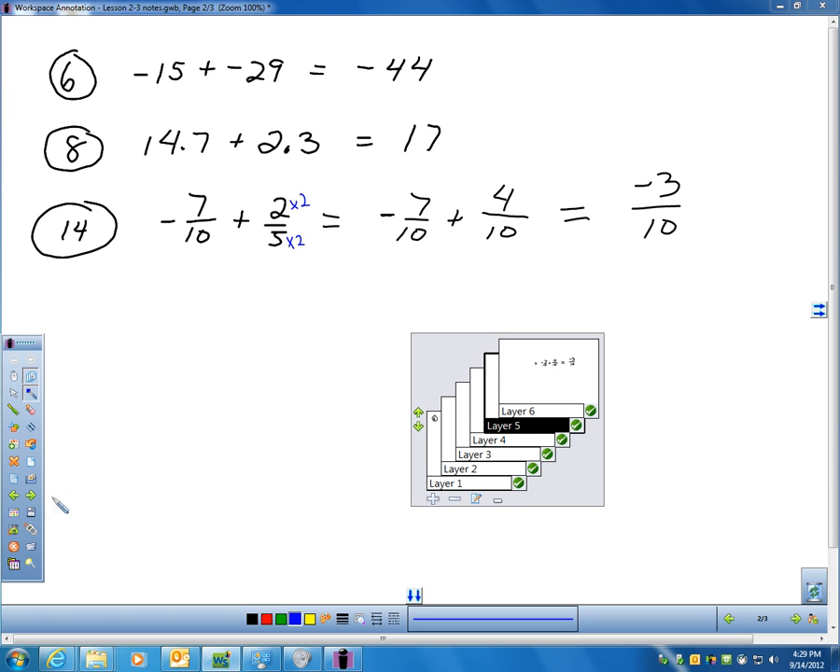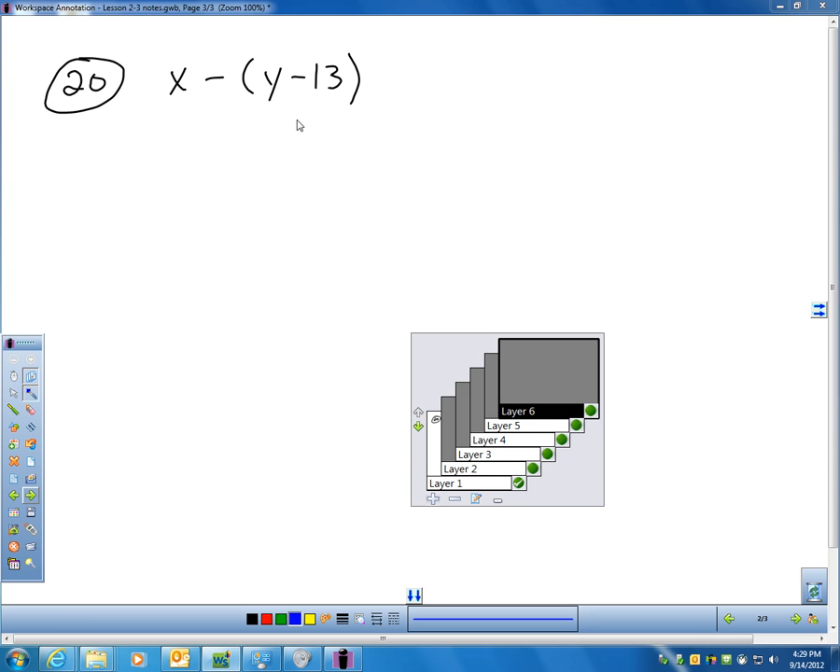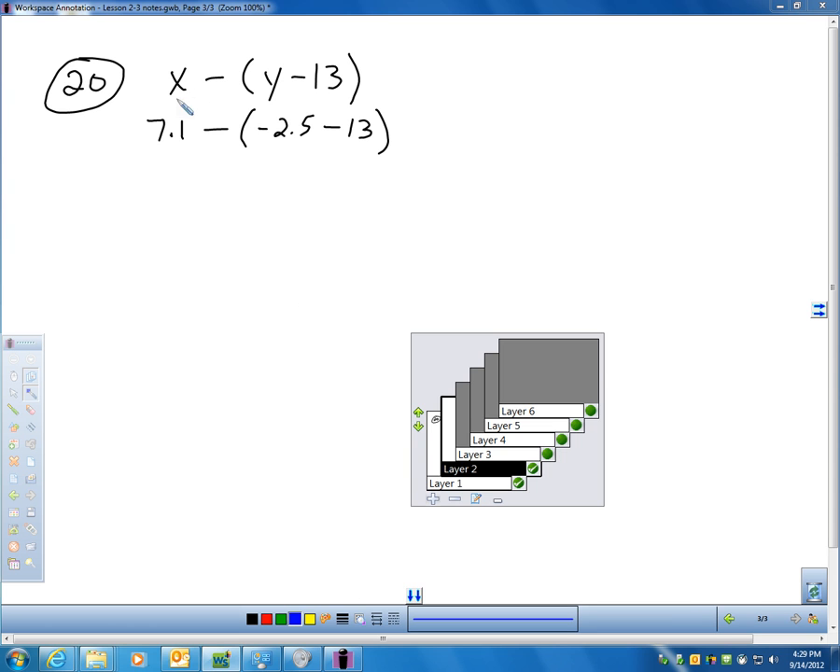And then one last example I'm going to do with you is number 20. They ask us to evaluate an expression. We've evaluated expressions many times already over the first month of school, and evaluate means get the answer. They tell me that x is 7.1 and y is negative 2.5. So you can see that I substituted in 7.1 for x and negative 2.5 for y. Then the next step, I'm going to work in parentheses. I'm not going to subtract. I'm going to add the opposite. I'll do negative 2.5 plus negative 13. That's negative 15.5. So now I have 7.1 minus negative 15.5.